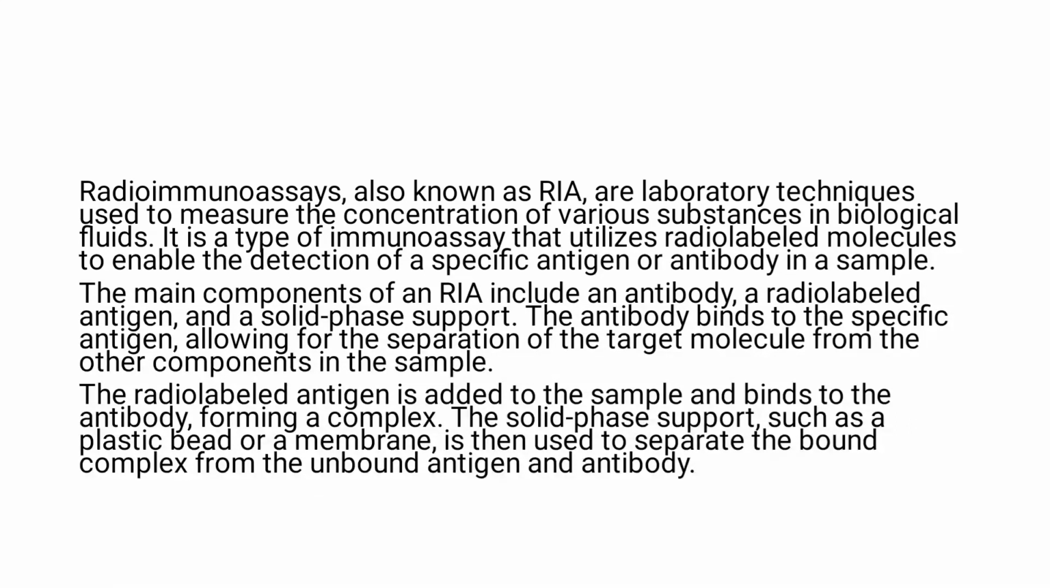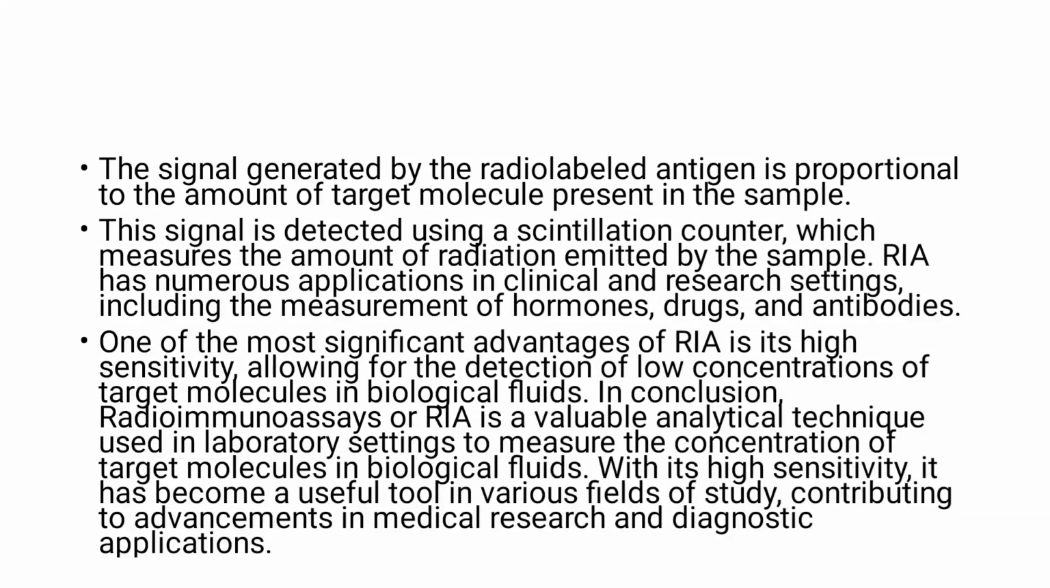The radio-labeled antigen is added to the sample and binds to the antibody forming a complex. The solid phase support such as a plastic bead or a membrane is then used to separate the bound complex from the unbound antigen and antibody. The signal generated by the radio-labeled antigen will be proportional to the amount of target molecule present in the sample. This signal is mainly detected using a scintillation counter. This will measure the amount of radiation emitted by the sample.